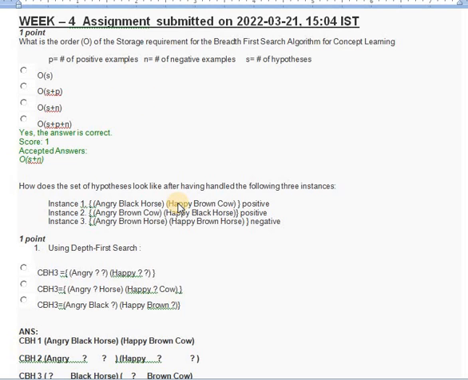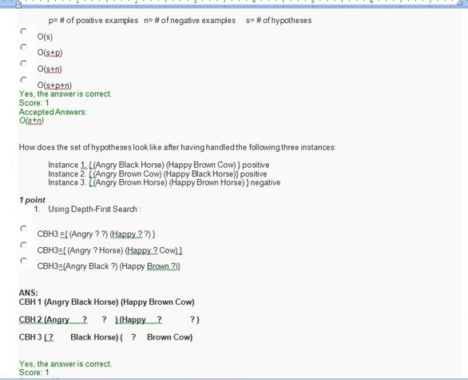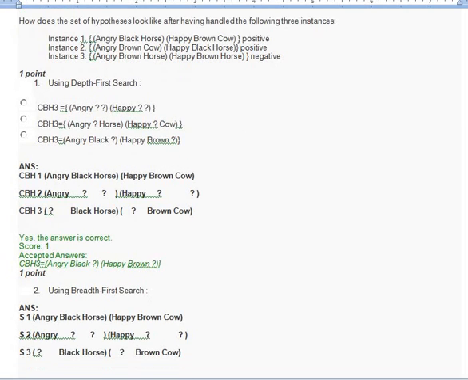The next question is the one on which the next 3 questions depend, on the same data. There are 3 instances: instance 1, instance 2 and instance 3. The upcoming 3 questions depend only on these instances, so we have to look into this and do the remaining 3 sums. This is just instance based data. What we need to do is take the first instance. What is our first instance here? Angry, a black horse and happy, a brown cow. That is our first positive instance.